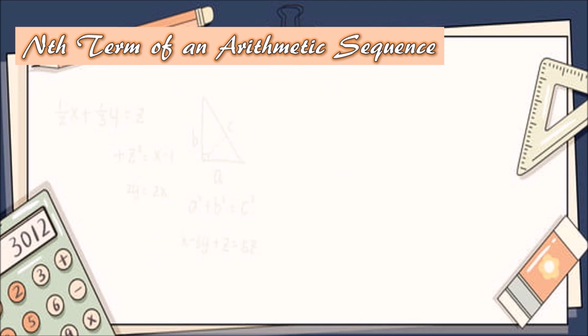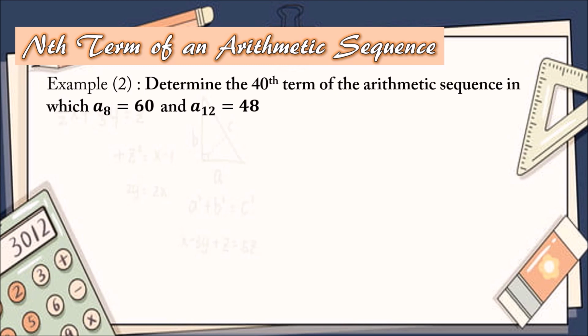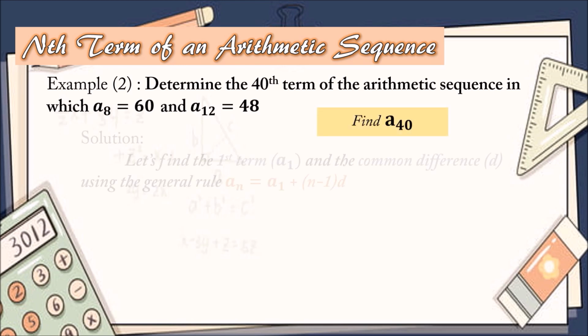We will have example number 2. Determine the 40th term of the arithmetic sequence in which a sub 8 is equal to 60 and a sub 12 is equal to 48. We are going to find the 40th term denoted as a sub 40.